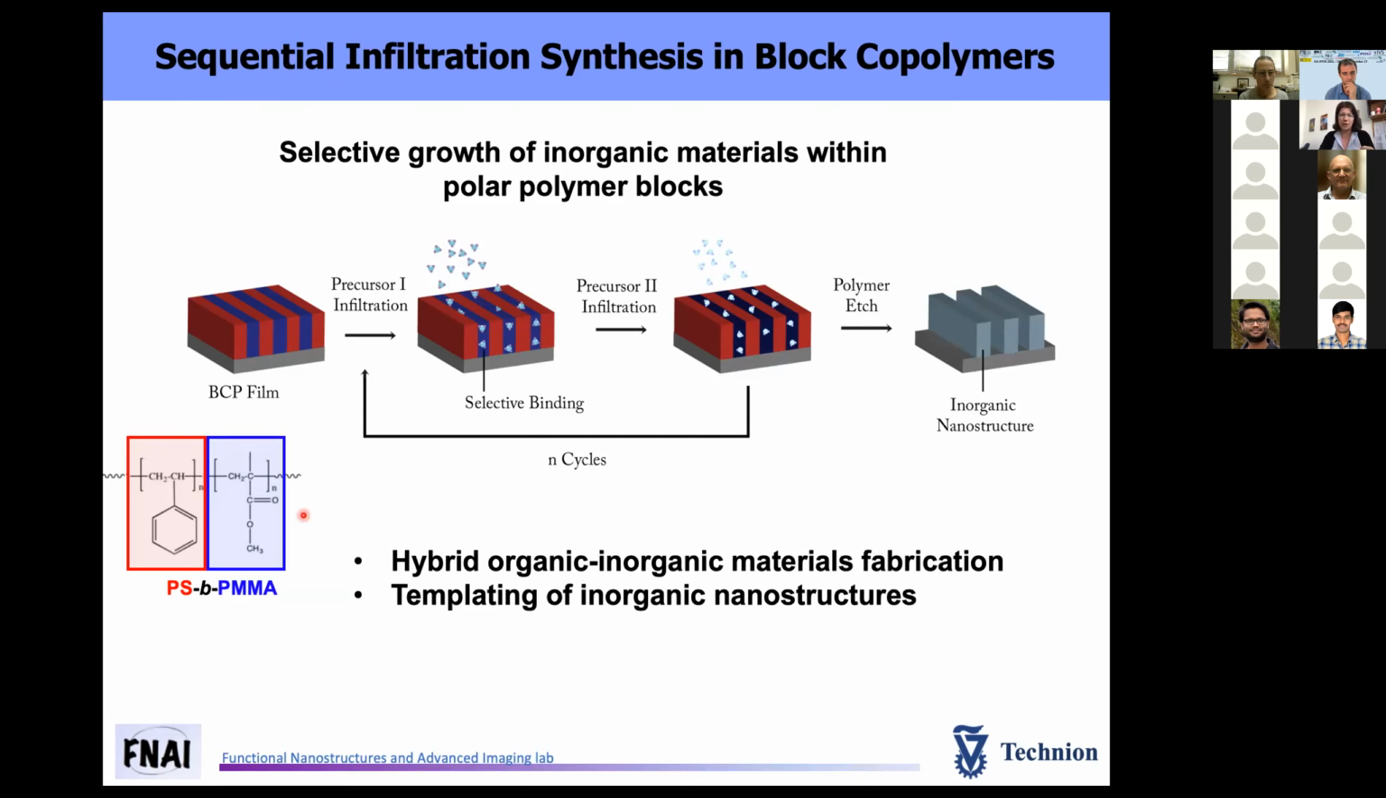And this, when combined with block copolymers, gives us a lot of possibilities, because we can choose the block copolymer chemistry and the precursor chemistry to create selective growth in only one block, creating unique hybrid materials. And if we want, we can later remove the polymer and template inorganic nanostructures from our block copolymer structure.